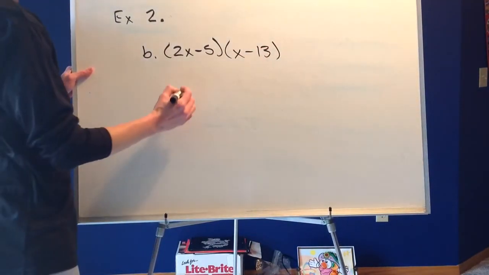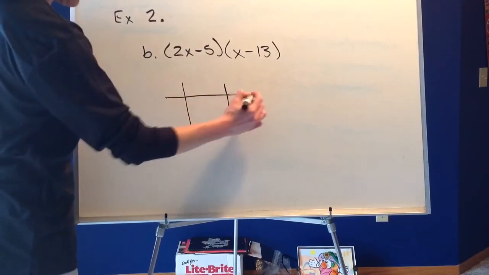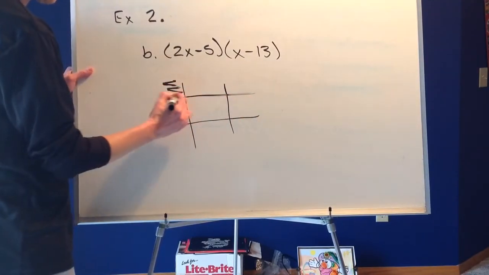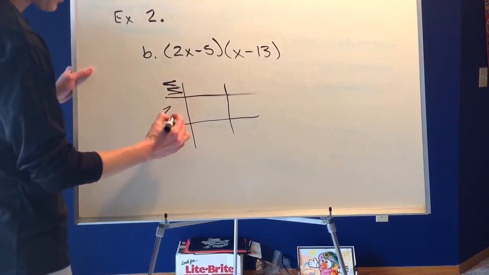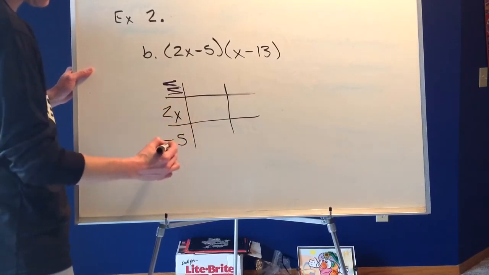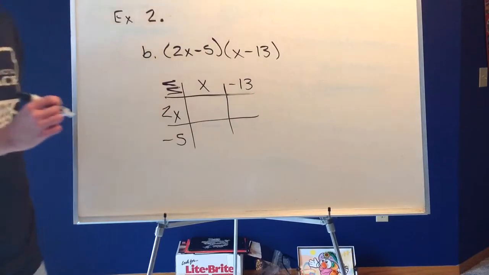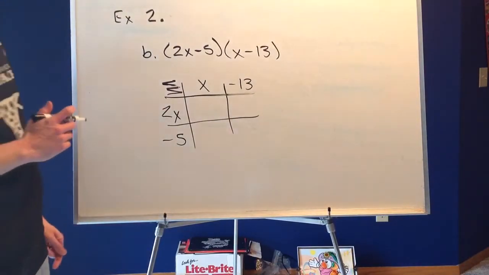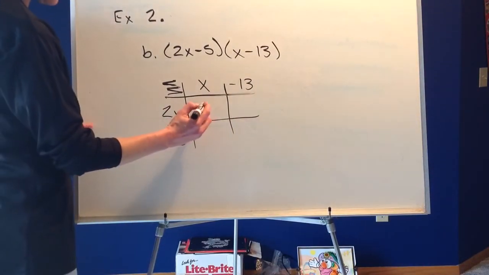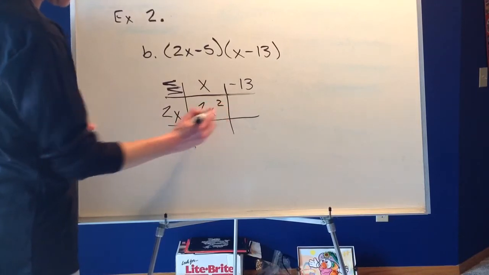So we'll go ahead and make our tic-tac-toe table here. Again, nothing in the top left. 2x and minus 5, make sure you keep the sign with it. X and minus 13, again being careful with those signs. Okay, so this box would be a 2x squared.